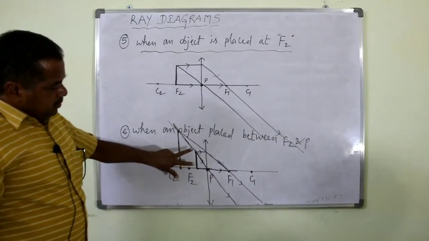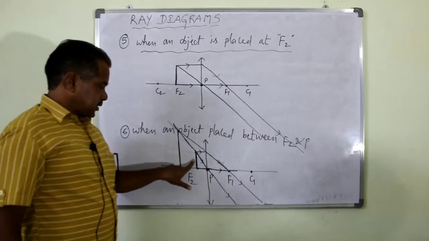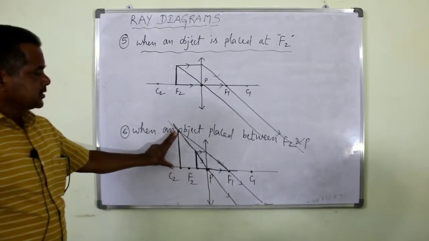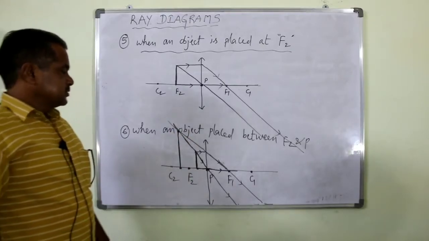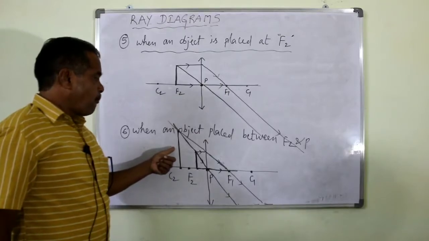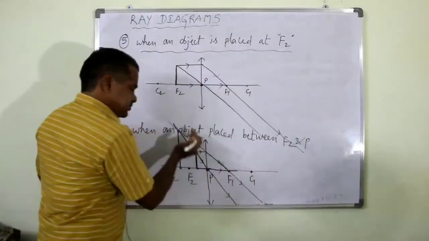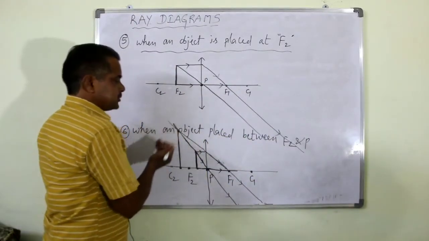And also if you observe the size of the object and the size of the image, the size of the image is more than the size of the object, so we can say that it is a magnified image. And also it is formed at the side of the object, behind the object.